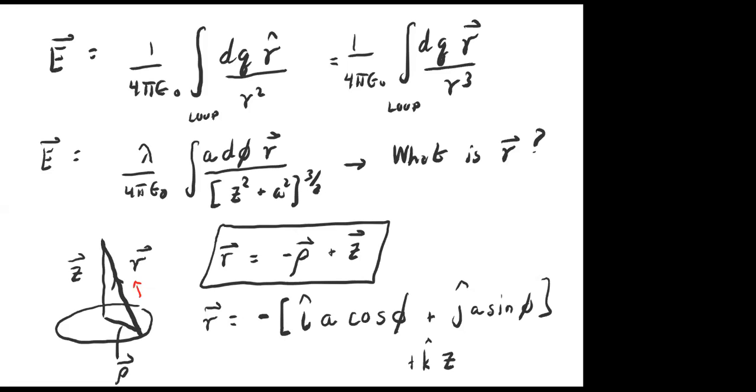And note, r depends upon i hat, j hat, k hat. Those are all constant unit vectors. They're independent of the angle. You can pull them outside of the integrand. So we're almost finished, at least formally. Our problem reduces to evaluating three integrals.